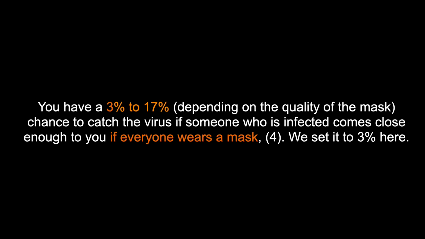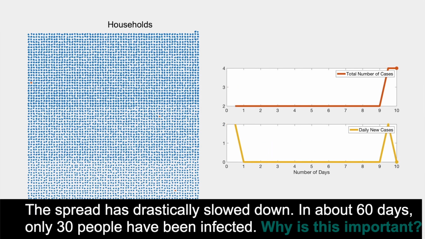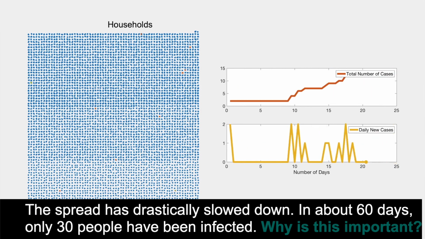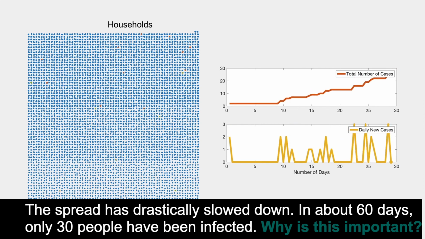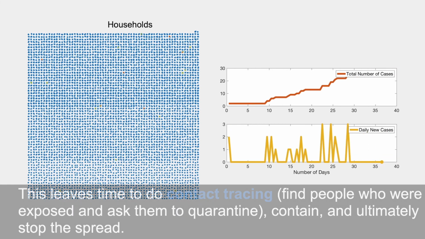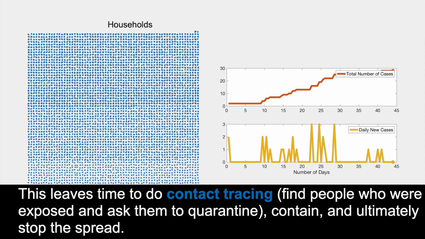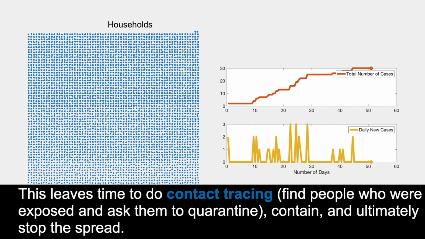Let's see what happens if everyone wears a mask. You have a 3 to 17% chance, depending on the quality of the mask, to catch the virus if someone who's infected comes close enough to you if everyone wears a mask. We set it to 3% here. The spread has drastically slowed down. In about 60 days, only 30 people have been infected. Why is this important? It leaves time to do contact tracing, contain, and ultimately stop the spread.